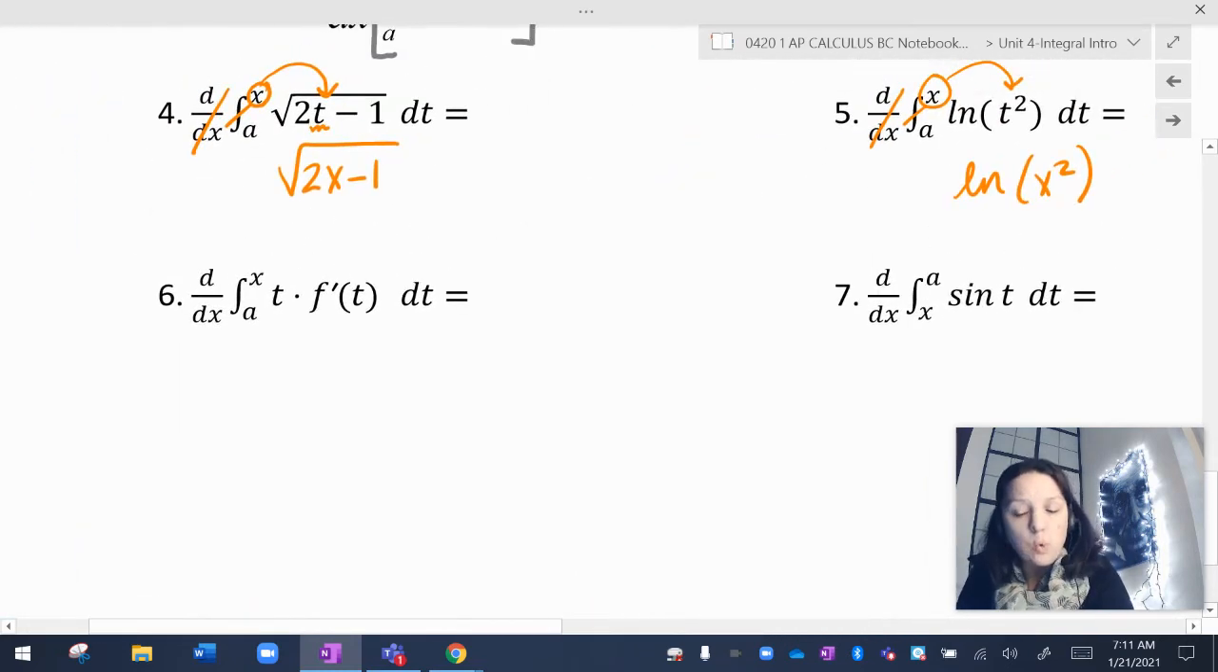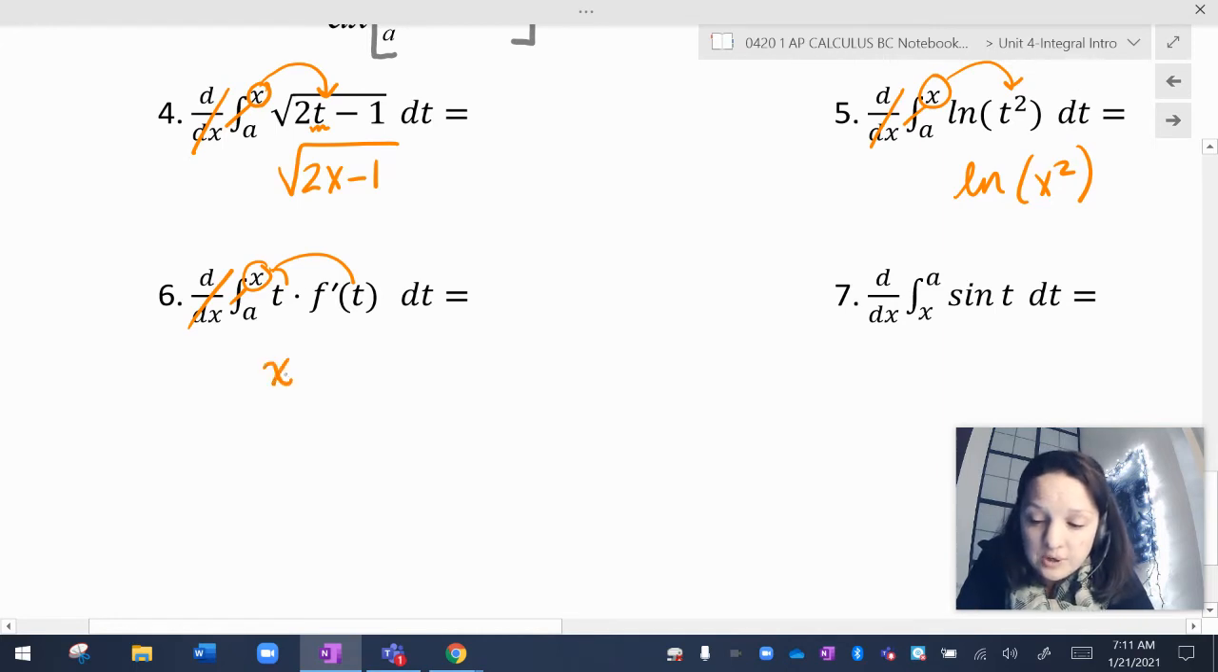Number 6, whoa, I've got like an f prime in there. I don't care what your integrand looks like. If you're taking the derivative of an integral, your derivative and your integral cancel. Your limit of integration replaces the letter in the integrand. So this is just going to be x times f prime of x.